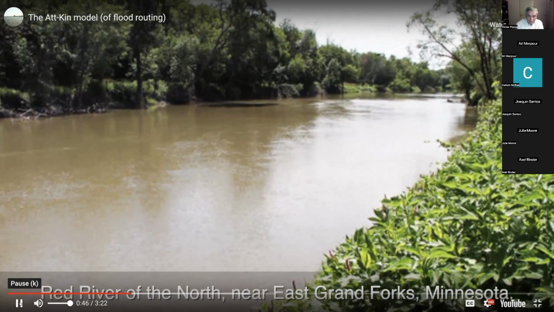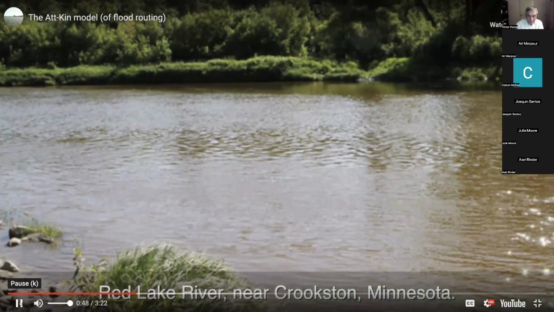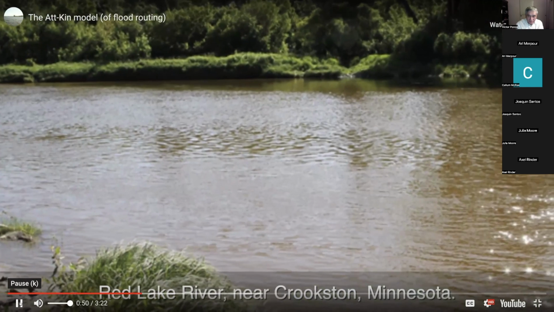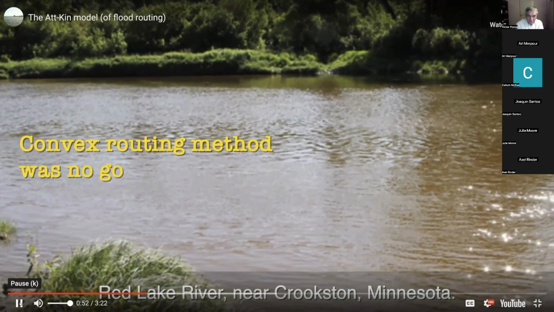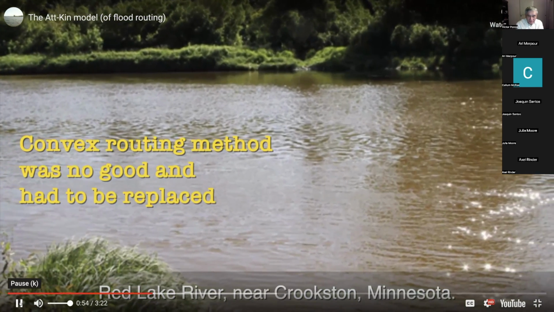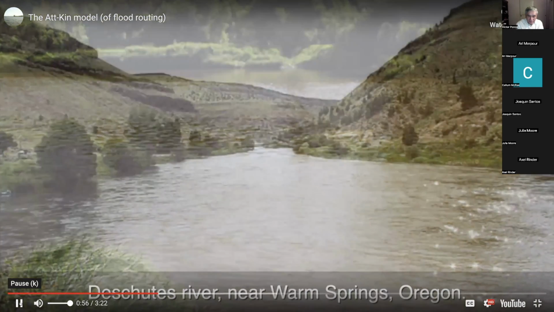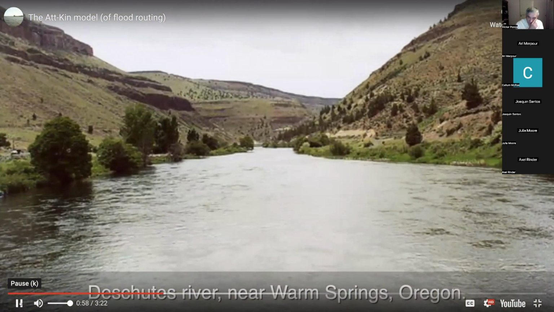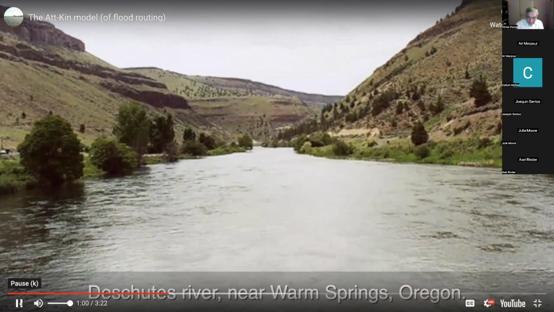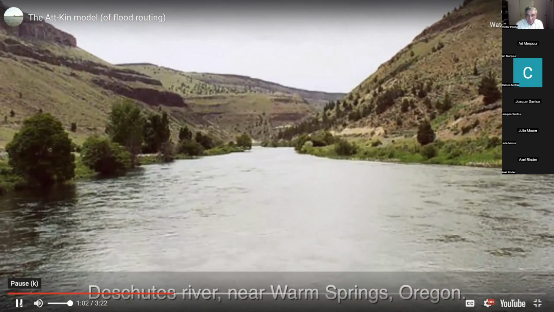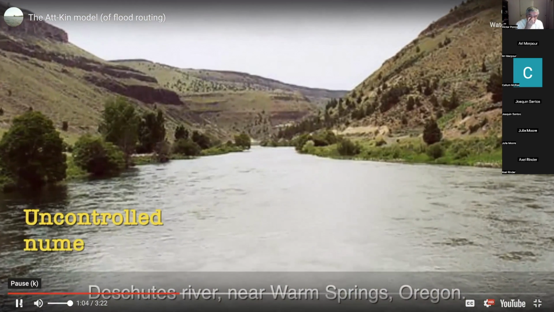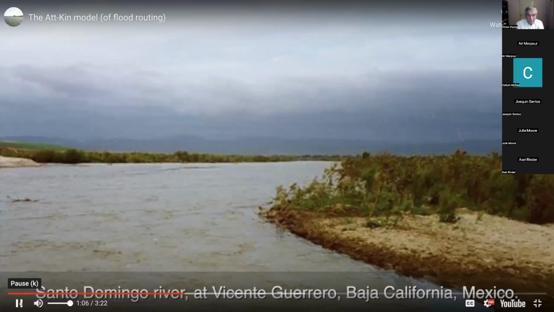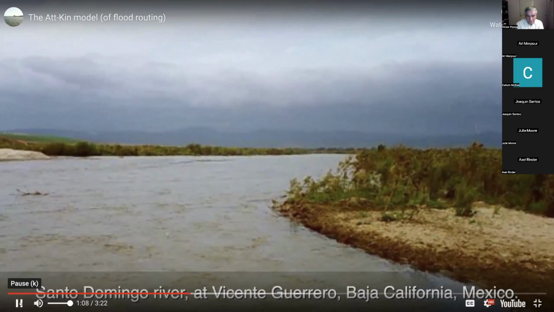After graduation, Fred rejoined his employment at the Natural Resources Conservation Service, the former Soil Conservation Service, or SCS, in Washington, D.C. Fresh out of school, he told his bosses that the convex routing method was no good and that it had to be replaced by a better channel routing tool. The convex method, developed by SCS in the mid-1950s, was a linear kinematic wave model featuring built-in, uncontrolled numerical diffusion. In practice, this meant that it lacked consistency.